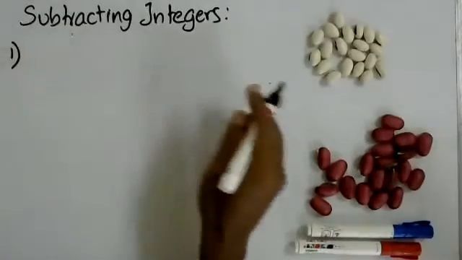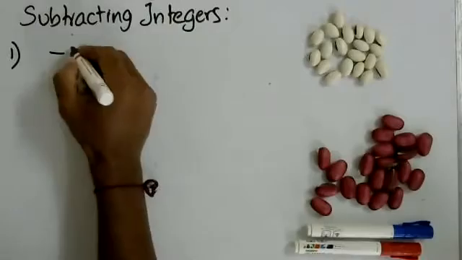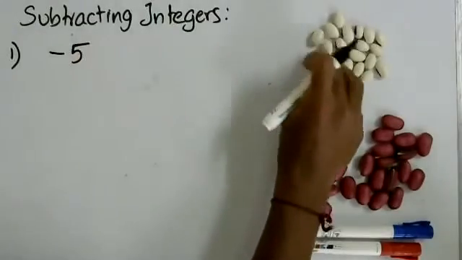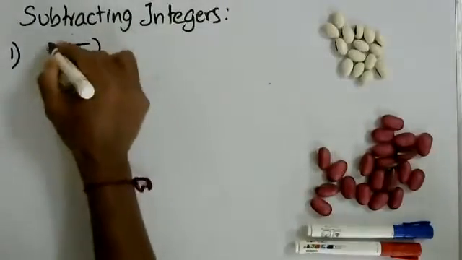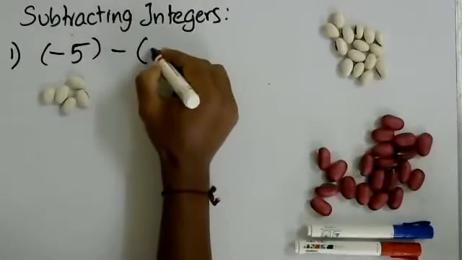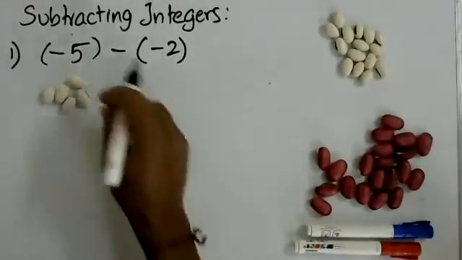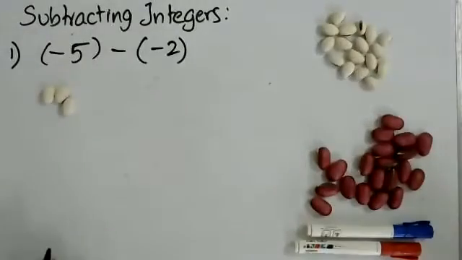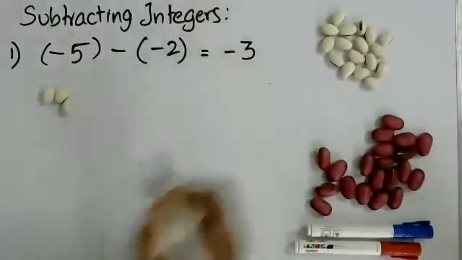Let us say that I have 5 negative beads. So I take 5 negative beads, and then from that I'm going to subtract 2 negative beads. That's easy enough. I remove 2 negative beads from 5, so the answer that will be left is -3.